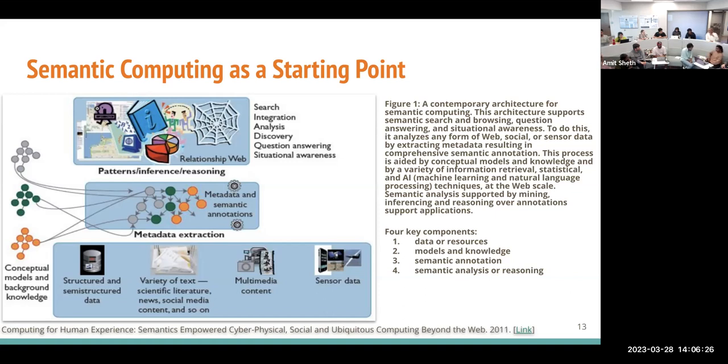You see, you're talking to two different communities even at that time. They were the semantic web community. They knew about ontologies or something like that. And they knew about metadata. And they knew about annotation.